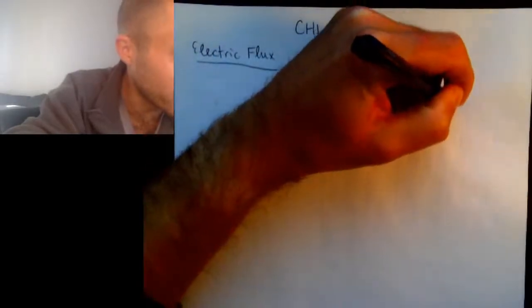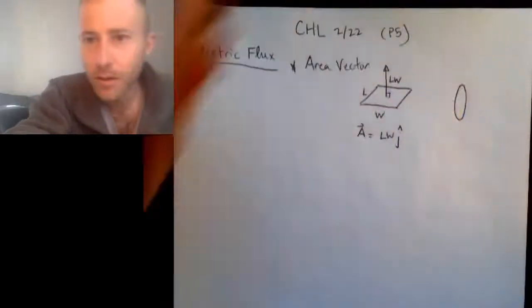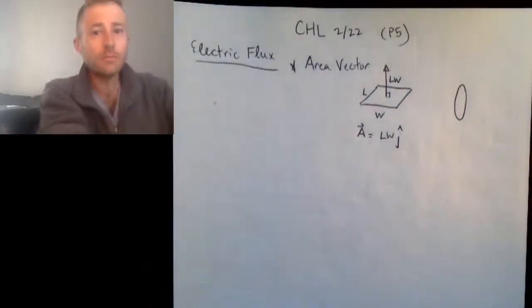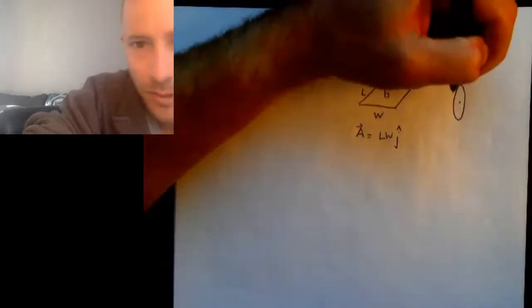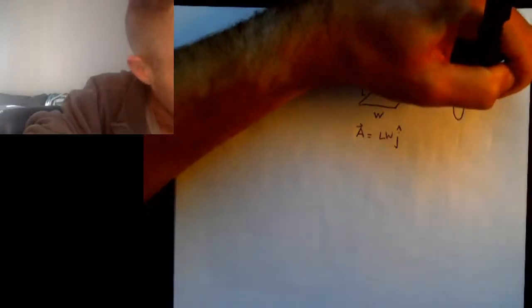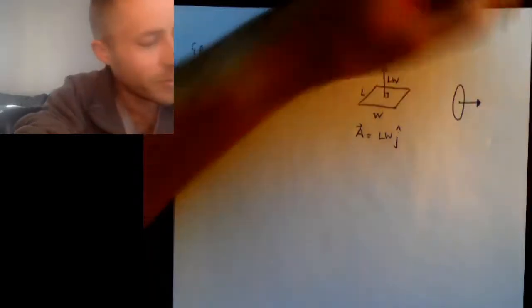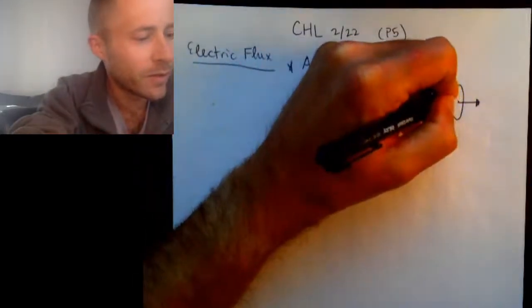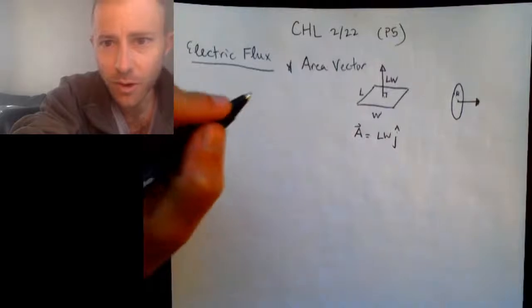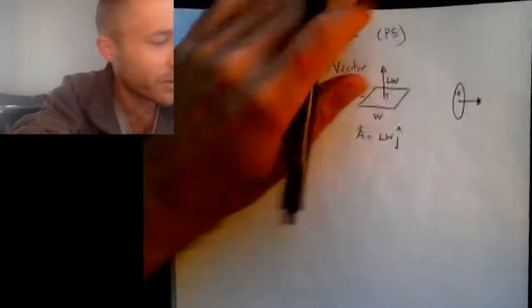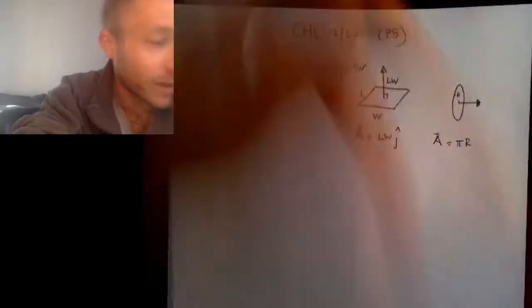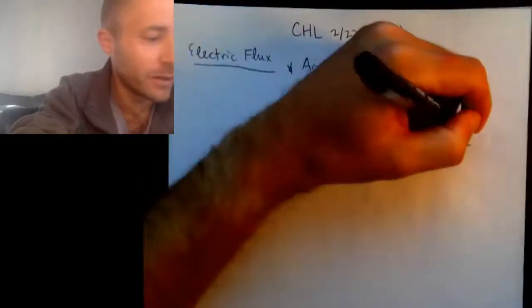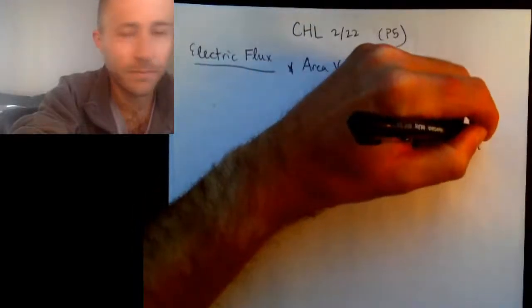If you had a different shape, something like a circle, so maybe you have a circle that's oriented this way. The area vector is going to be perpendicular to the circle, so it would point in this direction. And then maybe the radius of that disk is r, and in this case, the area vector would be pi r squared, because that's the size of the area, and then it points in the i hat direction. Okay?